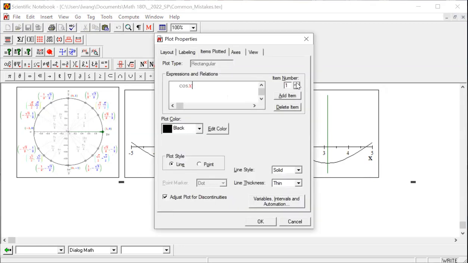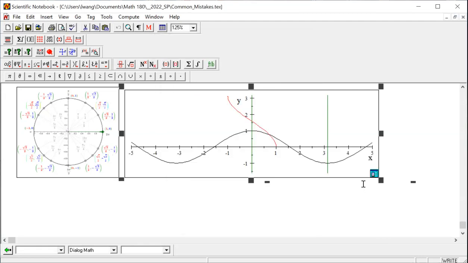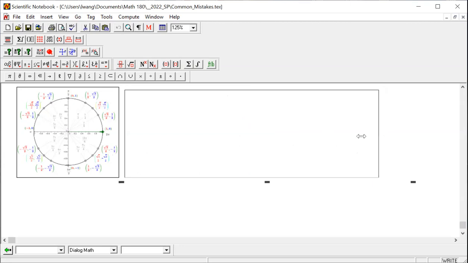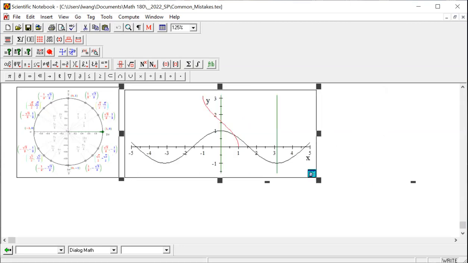So let me just remove a bunch of things. Remove that, remove that, remove that. Just make it cleaner. Okay, now this is cleaner. So now let me just make that narrative again.